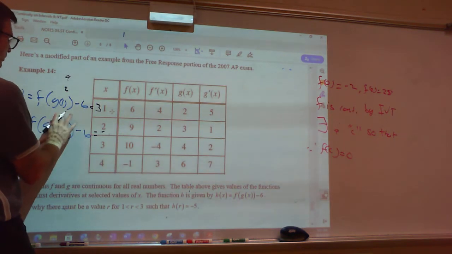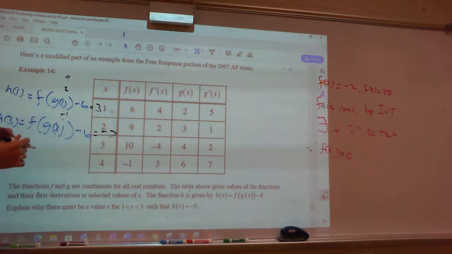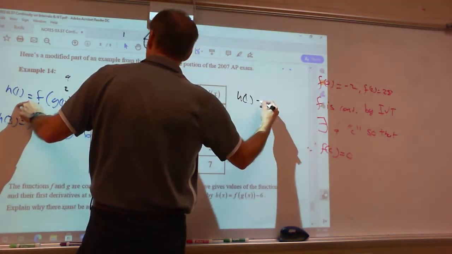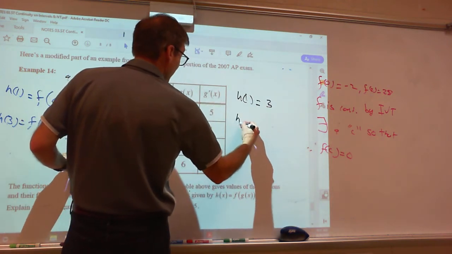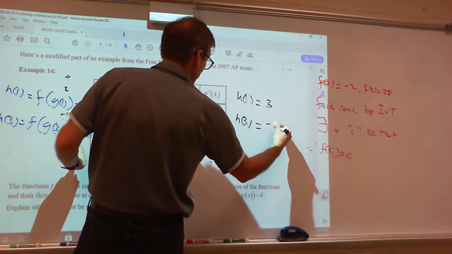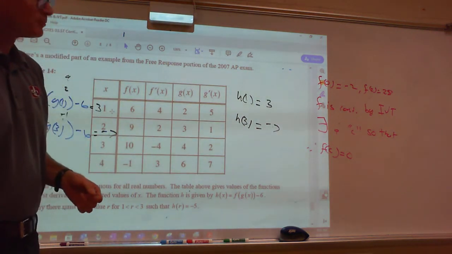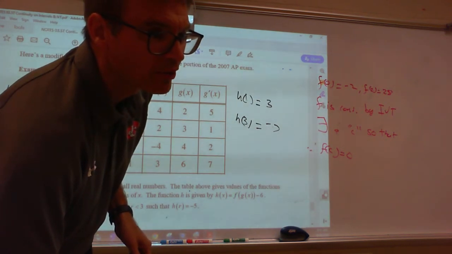So -1, yeah. That's -1. -1 minus 6 gives us -7. So if I look at this, I've computed h of 1 is equal to 3, and I've computed that h of 3 is equal to -7. Now imagine you plotted a point.